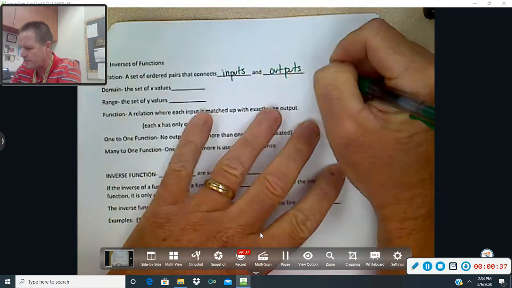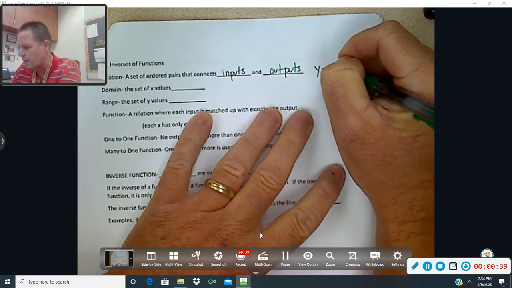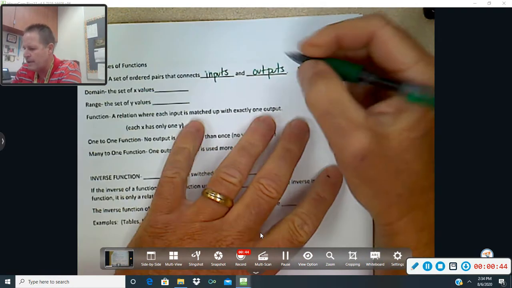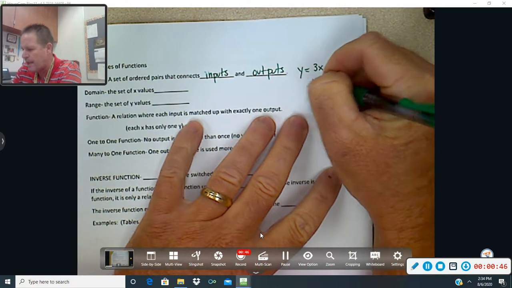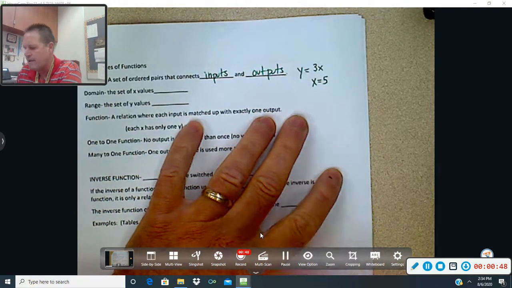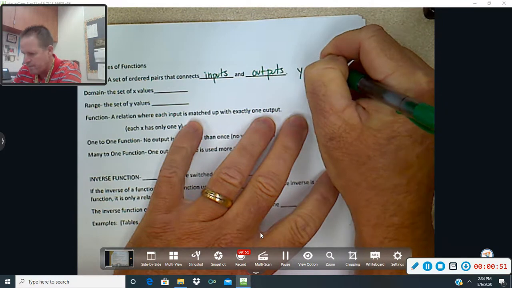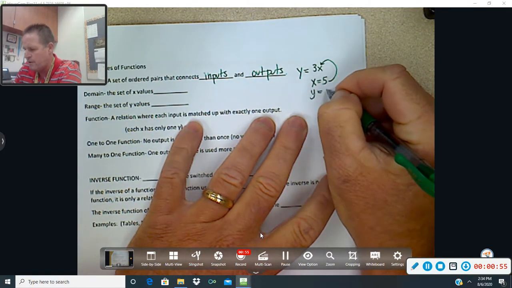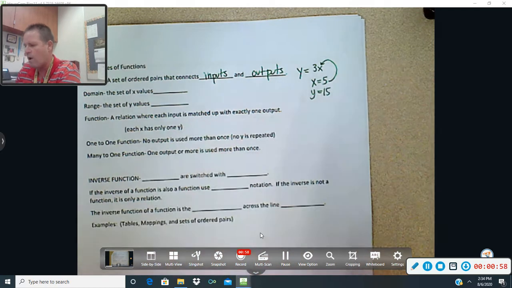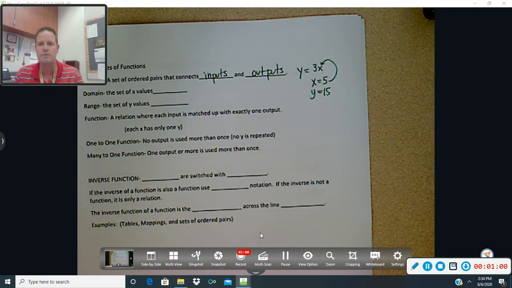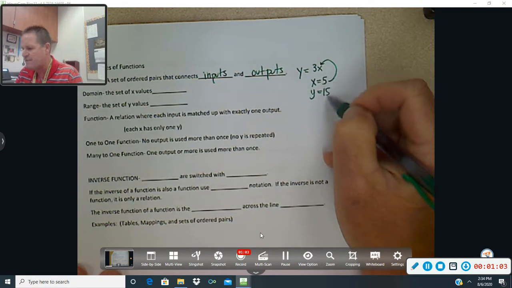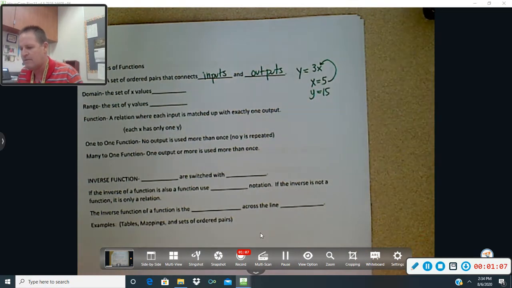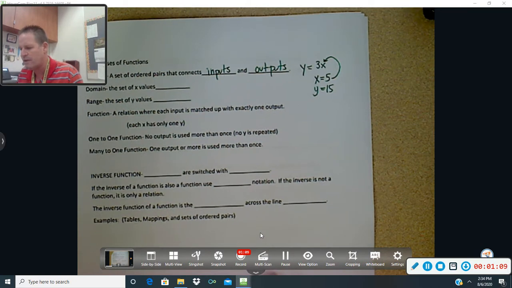For example, this is a relation. It might be a function, we don't know, y equals 3x. And I can relate inputs and outputs because I can plug in an x equals 5. So what I would do is I would input the 5. So 3 times 5 is 15, and that would give me y, my answer that I was looking for. So 5 and 15 are related by plugging it in. I plug in the 5 and I get 15. Okay, so I've got some sort of relation there, inputs and outputs.